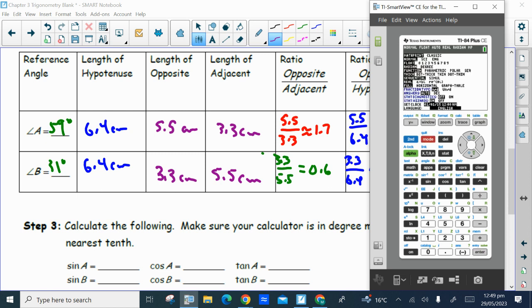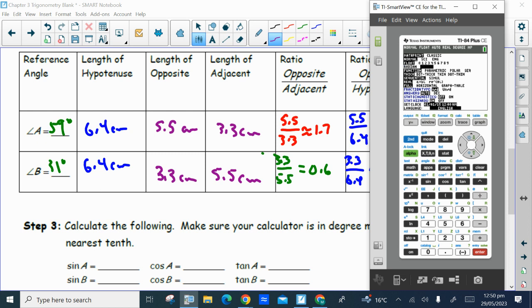On a TI calculator, the mode key is in the very top there, second column, top row, and you need to have degrees highlighted. It's on the third line. So right now my calculator has radians highlighted. So we need to use the arrows to go down and over to degrees and then hit enter. And now degrees is highlighted.